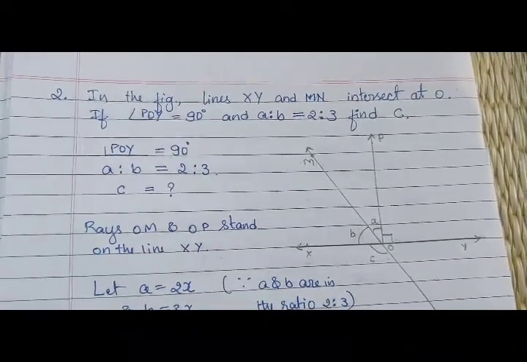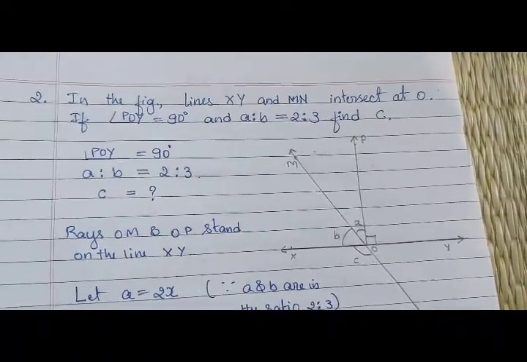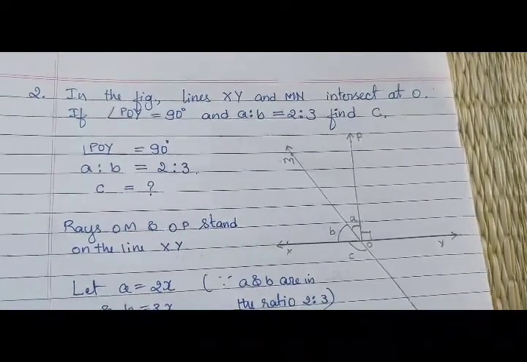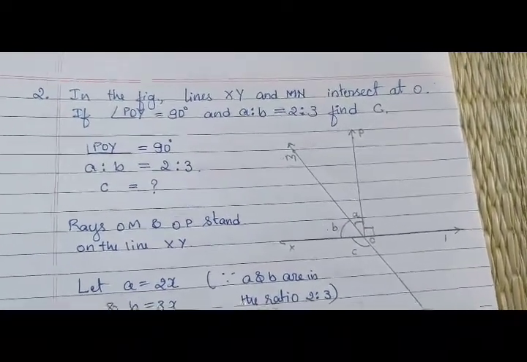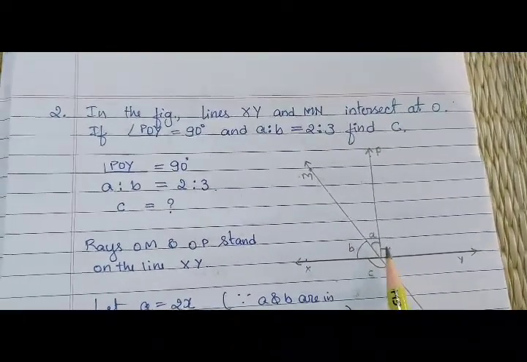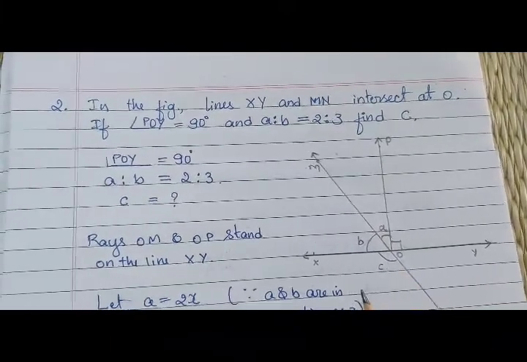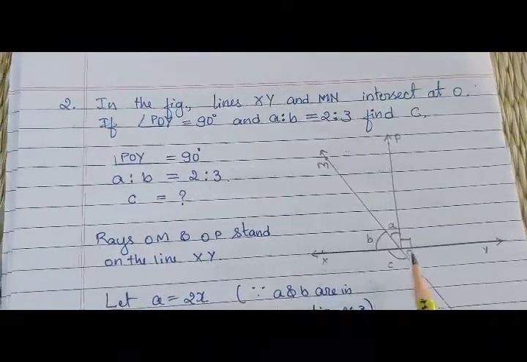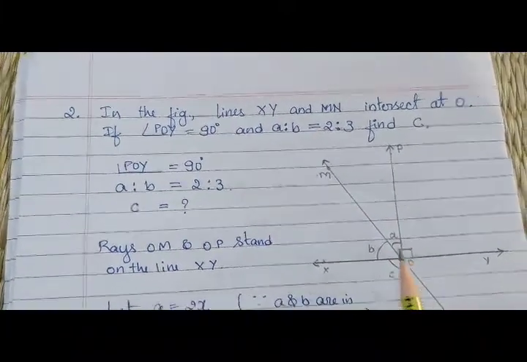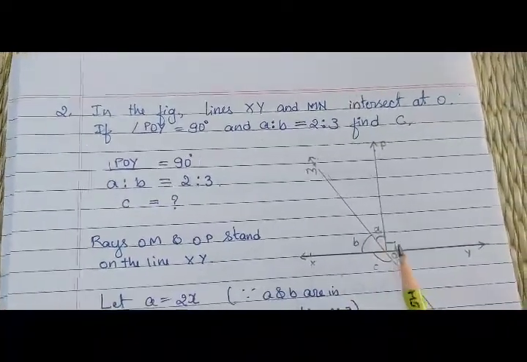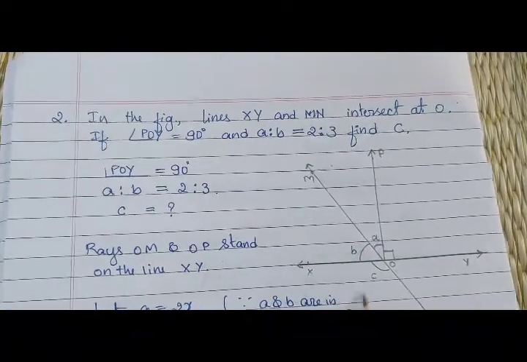In the figure, lines XY and MN intersect at O. POY is equal to 90 degree ಅಂತೆ. ಇದನ್ನು ಹೇಳಿದ್ರೆ ನಿಮ್ಗೆ ಅರ್ಥ ಆಗೋದಿಲ್ಲ. ನೀವೇ ಇದನ್ನು ಫಸ್ಟ್ ಮಾಡಿದರೆ, ಹೇಳೋದಕ್ಕಿಂತ ಮುಂಚೆ ನಿಮ್ಗೆ ಈಸಿಯಾಗಿ ಅರ್ಥ ಆಗುತ್ತೆ. ದೇ ಆರ್ ಇನ್ ದ ರೇಷಿಯೋ 2:3 ಅಂತೆ. A and B are in the ratio 2:3 ಅಂತೆ. ಫೈಂಡ್ C ಎಷ್ಟು ಅಂತ ಗೊತ್ತು ಮಾಡಬೇಕು ನಾವು.